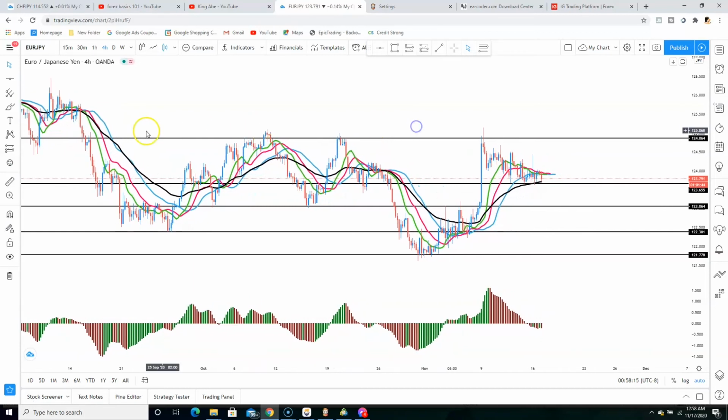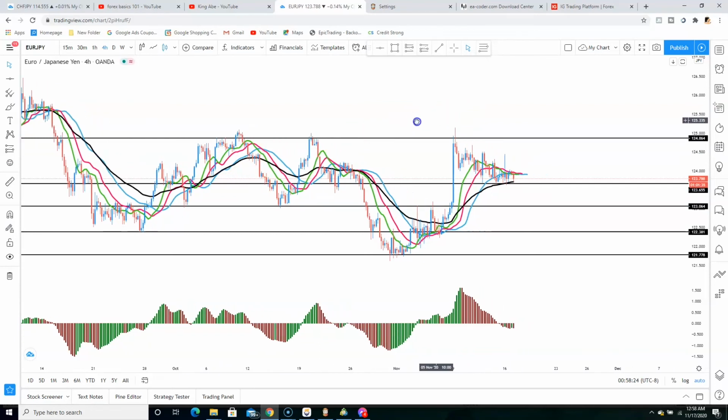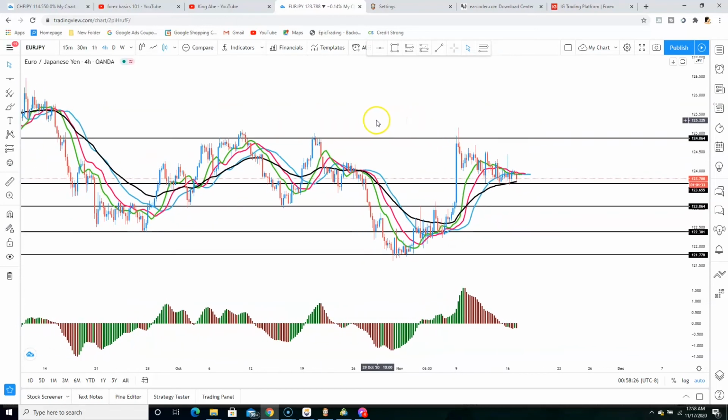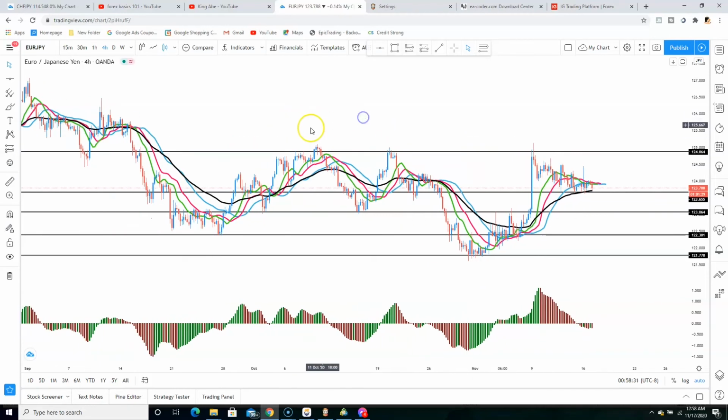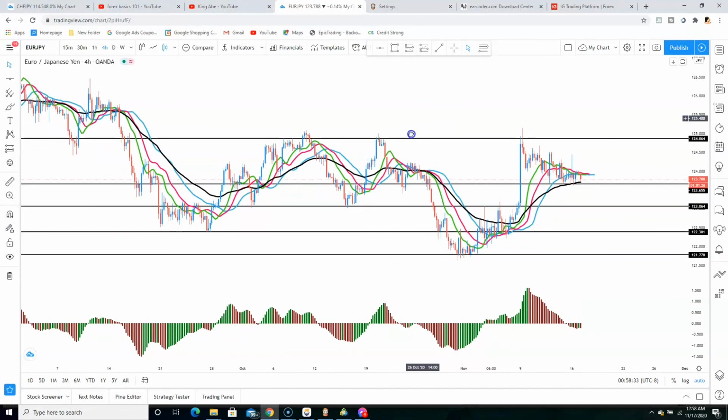So guys, looking at this, you will definitely see that Forex is very simple. It's not complicated at all. You just have to learn the skill set, because this is actually a skill set. And as you guys can see, I already have my zones.